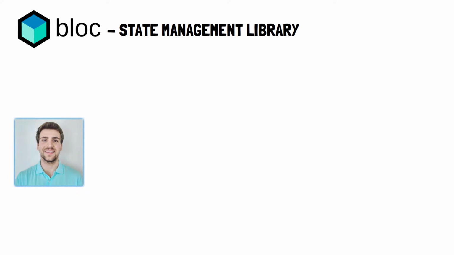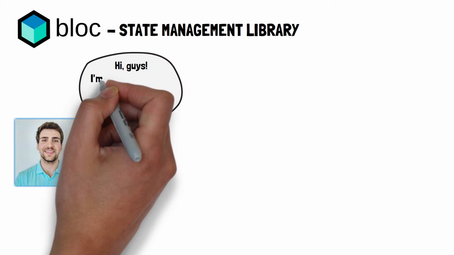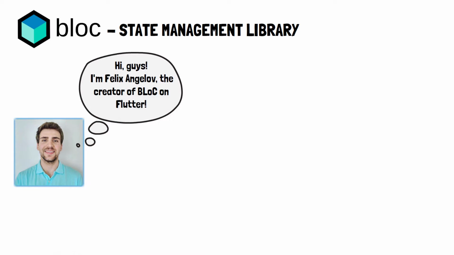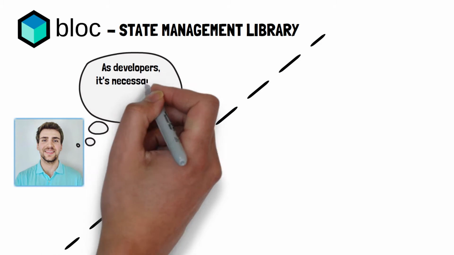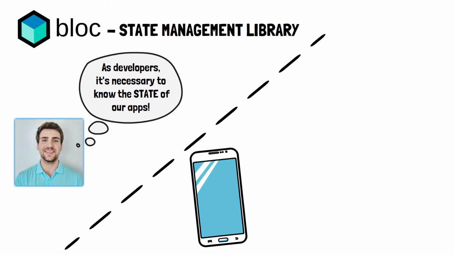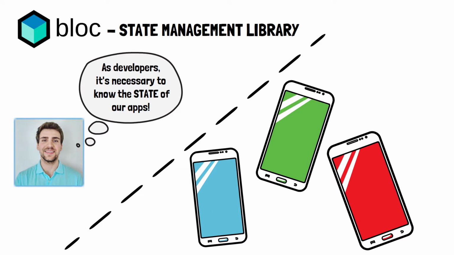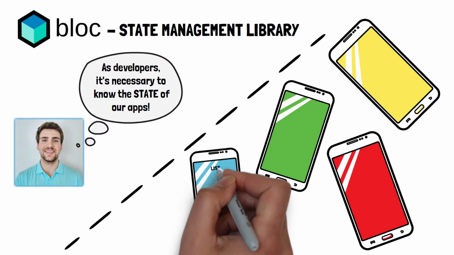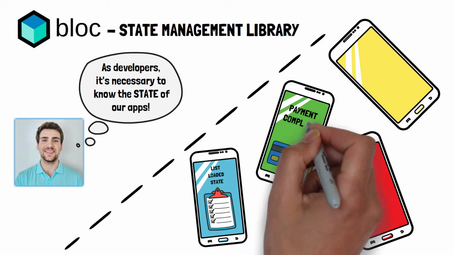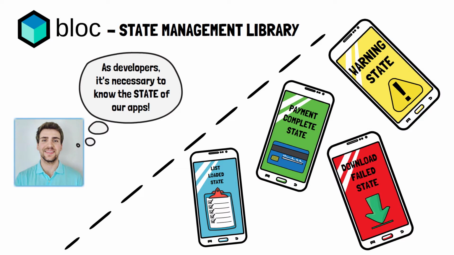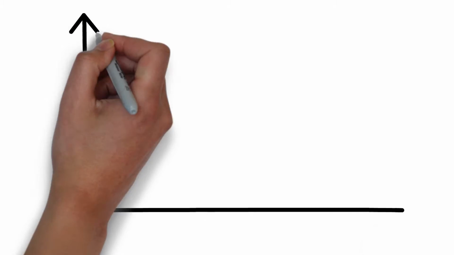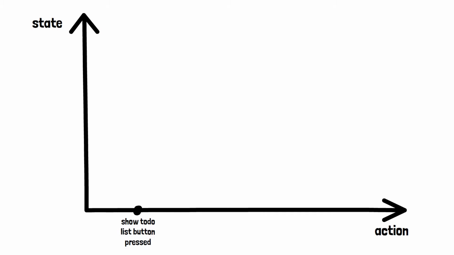There is a state management library created and maintained by Felix Angelov called BLoC, which helps developers implement the BLoC design pattern in their Flutter applications. What does this mean actually? Well, as developers, it's really necessary to know what the state of our app is at any time. Remember when I said that for every interaction with the app, there should be something displayed on the screen to let the user know what's going on? Technically, for every interaction, the application should be in a different state.